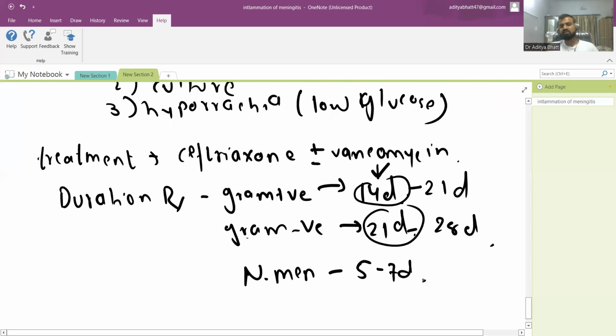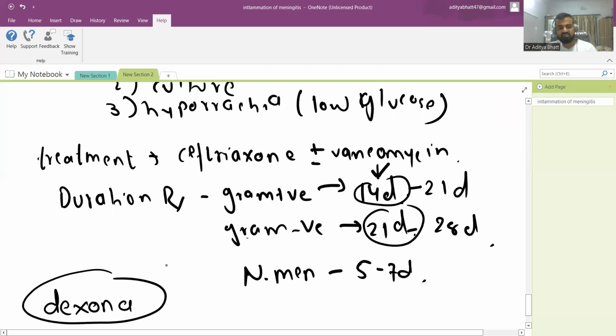Again, this 14-21 might be a controversy, but it is not. In Nelson, which is the standard textbook of pediatrics, it is given as 14 to 21, and it is also given in the standard textbook of newborn, that is known as Avery's Diseases of the Newborn. So you have to keep that in mind. And with this, the important thing I will tell you is that you do not forget Dexona. Dexona is the steroid of choice that we use in patients of meningitis.